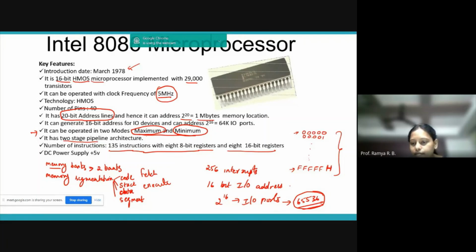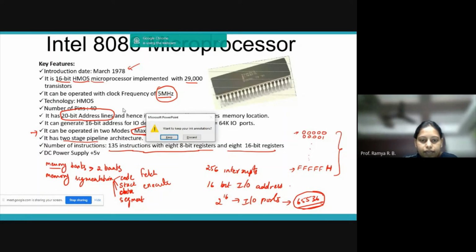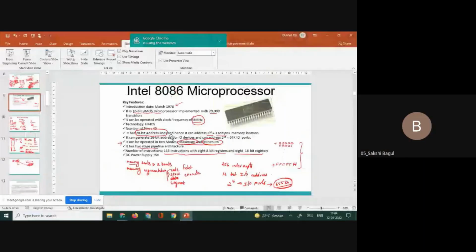Okay, so we'll wind up for the day. Are all these features clear to you? We'll be discussing all this memory banking, segmentation, interrupts, everything in detail in the coming sessions. Okay, all of them are individual topics in your syllabus. So right now it's just like a summary only. Is that clear, everybody? Yes, ma'am. Yes, ma'am.